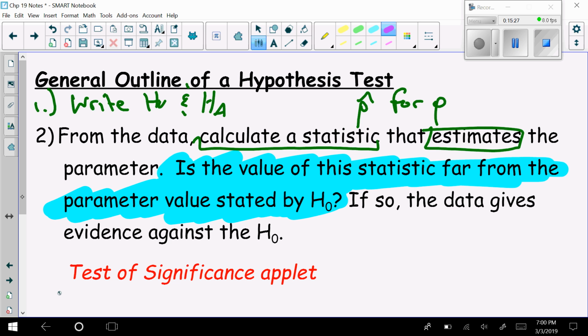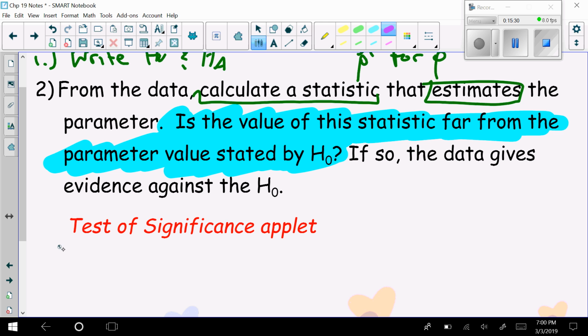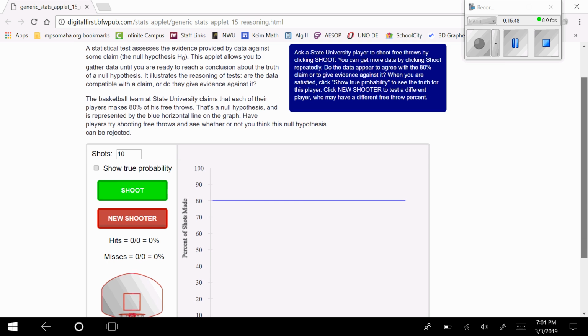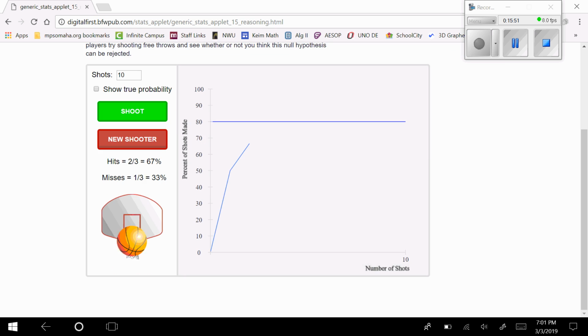I'm not going to go into this test of significance applet. You can find it on the site, but I'll pull it up so you can see what it looks like. What this applet does is, if you shoot some shots, it's believed that this team shoots 80%. This shooter just shot 10 shots and hit 80%. That sounds okay, pretty good.